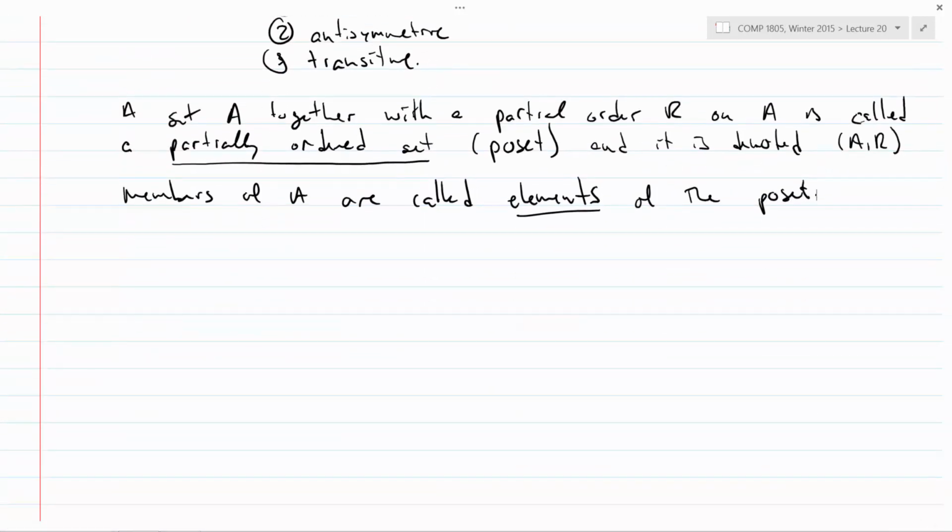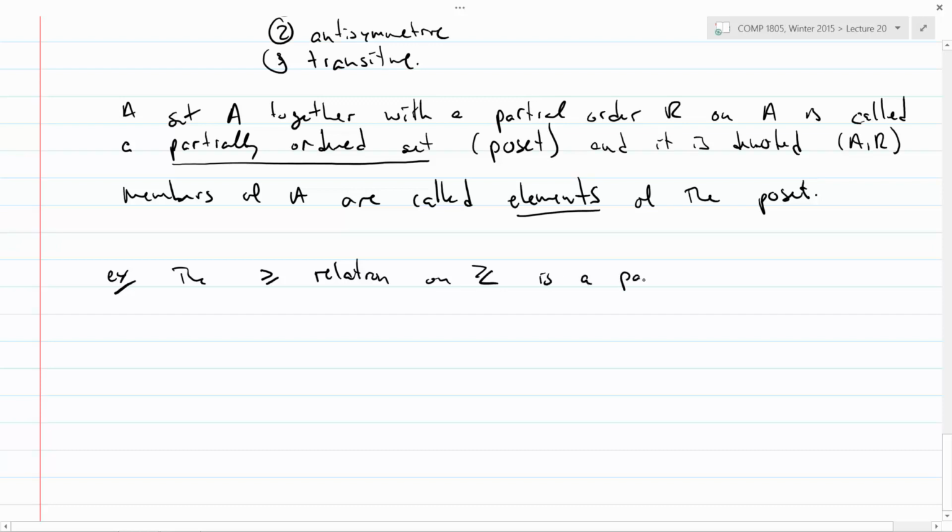All right, so let's see some examples of these things. The greater than or equal relation on the set of integers is a partial order. To see that, we have to check, is it reflexive? And the answer is yes, because a is greater than or equal to a for all integers a. That's definitely true. Is it antisymmetric?